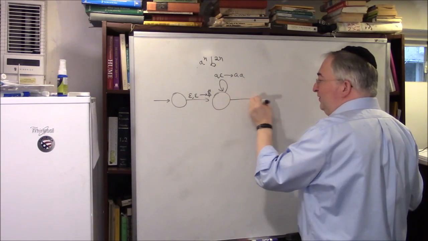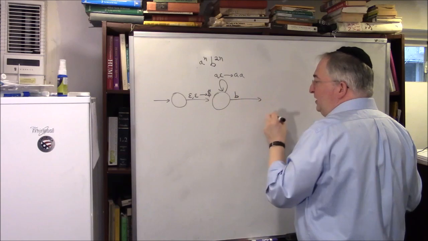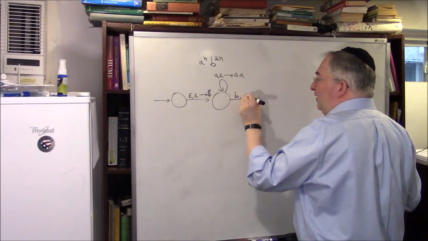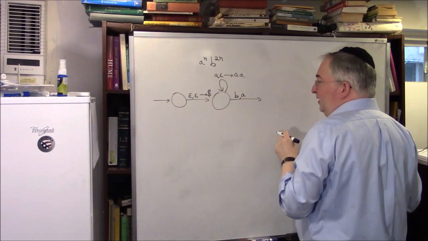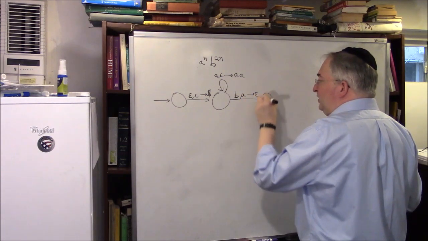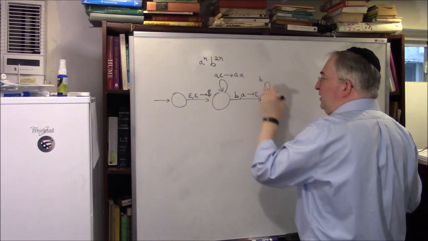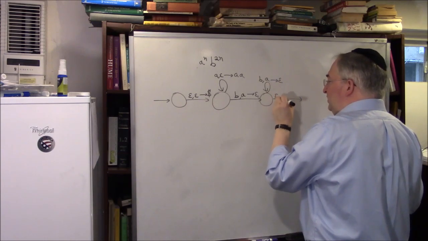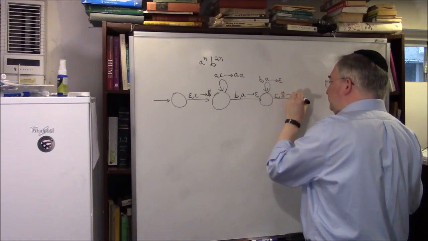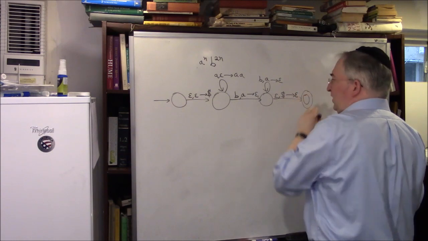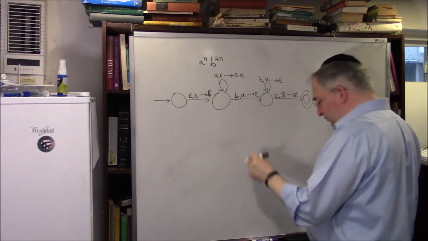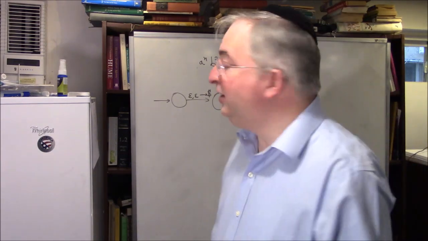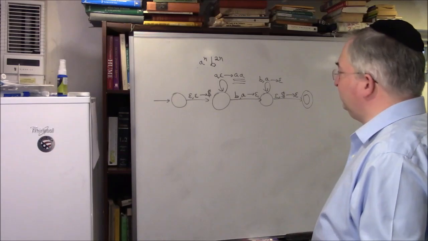That's it. Okay? Then, at some point, I'm going to see a B. I'm going to pop an A, don't push anything else. Then every time I see a B, I pop an A, don't push anything else. And then at the end, I pop the $, and I accept. The main trick is right over here. Every time you see an A, you push on two A's.